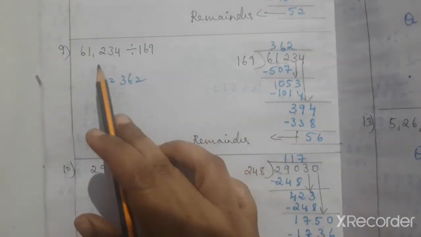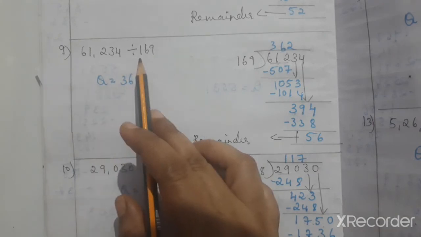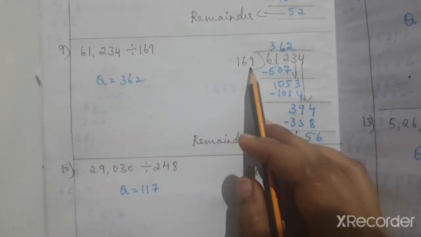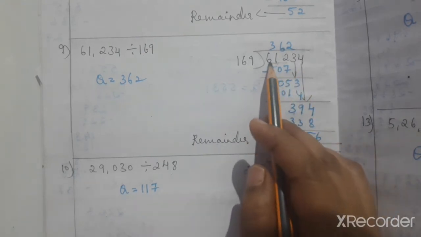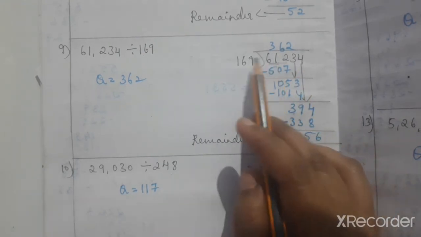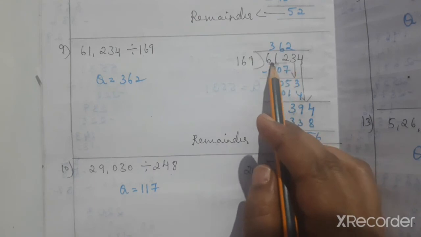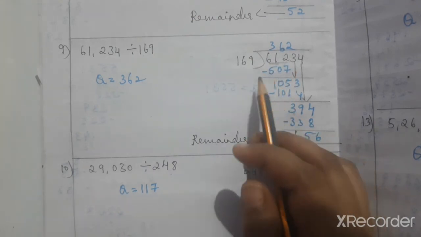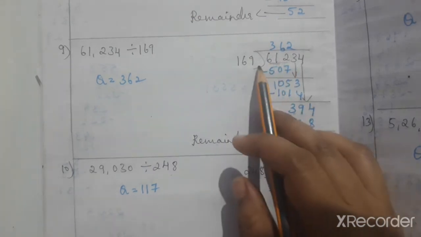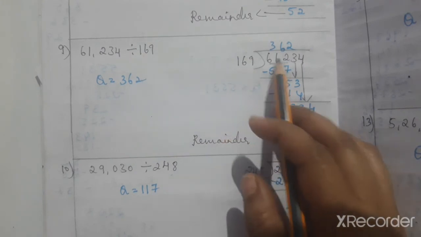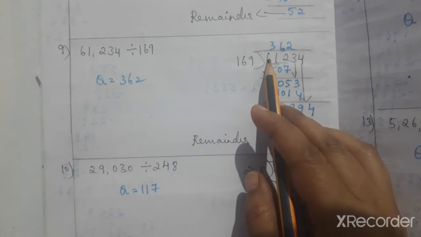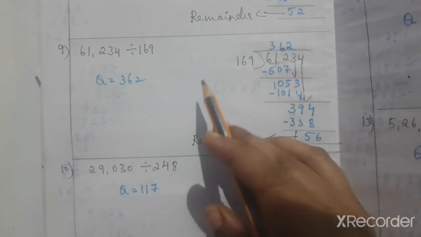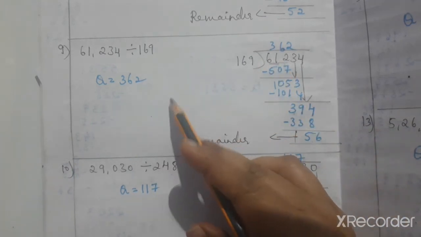Now 9th question, 61,234 divided by 169. So 169 is the divisor, 61,234 is the dividend. We can't take 2 digits, 61 is less than 169, so we have to consider 3 digits, 612, and we have to check which multiple is equal or nearer to 612. So 169 times 3 is 507, that is nearer to 612. Okay, multiply and check the values, children.